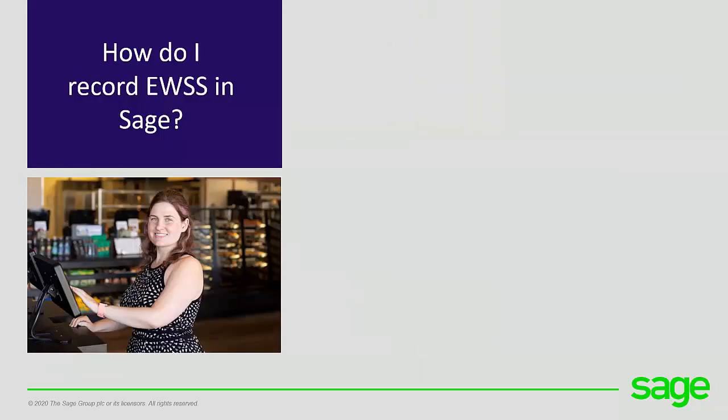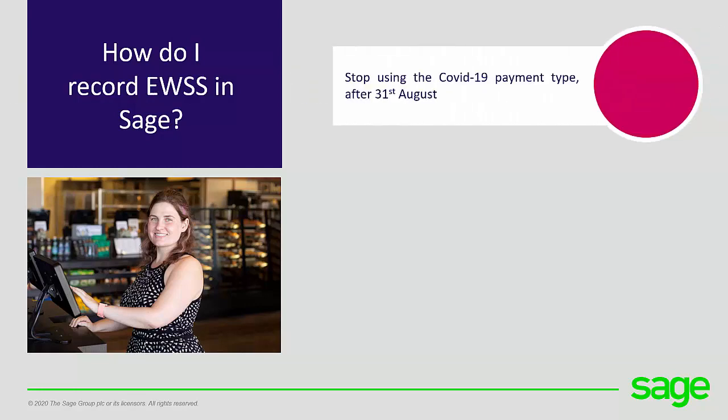So how do you record EWSS in your Sage Business Cloud software? Firstly, you'll stop using the COVID-19 payment type after the 31st of August. We've made some changes to the software, so if a process date is used of the 1st of September or later, and you attempt to use the COVID-19 payment type or process somebody who is on a J9 PRSI class, an error message will appear.